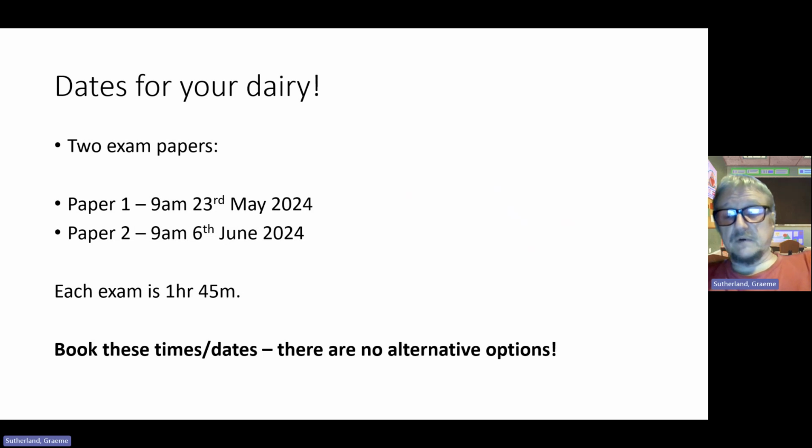Each of those exams is 1 hour and 45 minutes, unless you have extra time for some reason. And so you really should now make those firm dates in your diaries. Book those times and dates. If you're working, make sure you've got the morning off, because there are no alternative options for those exam days. You know, if you can't be available on the 23rd of May, you will not be able to do paper 1. And obviously, unless you've got a very, very good excuse, you won't be able to make up those marks in your exam. So please make sure you've got those dates free.